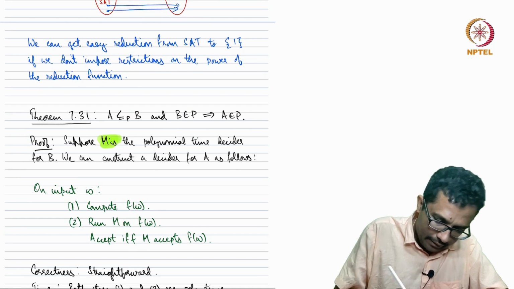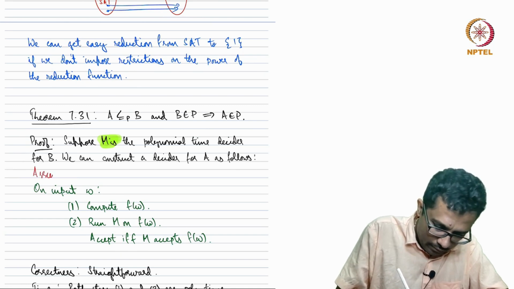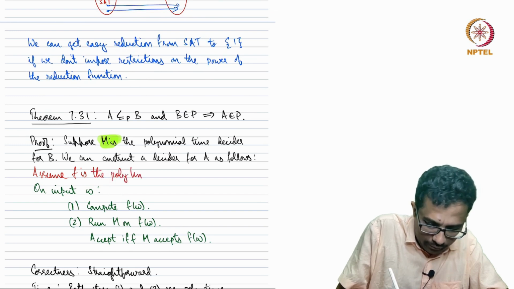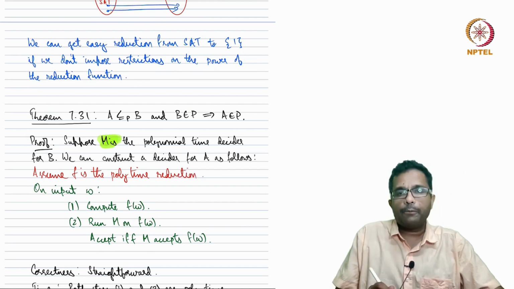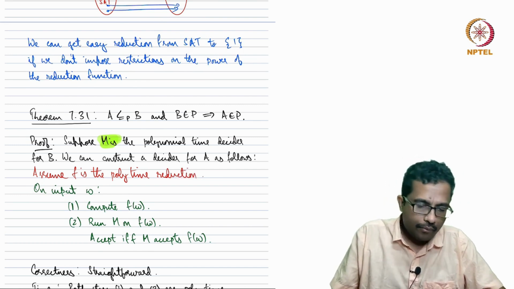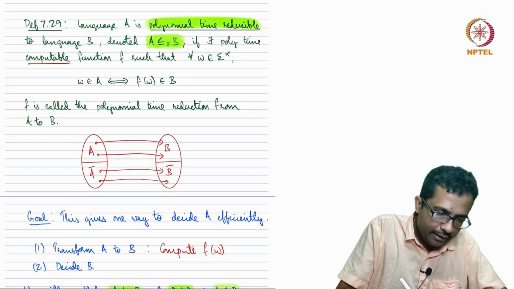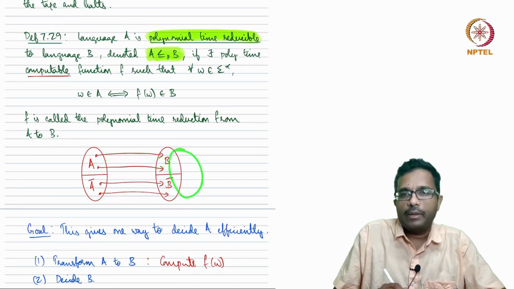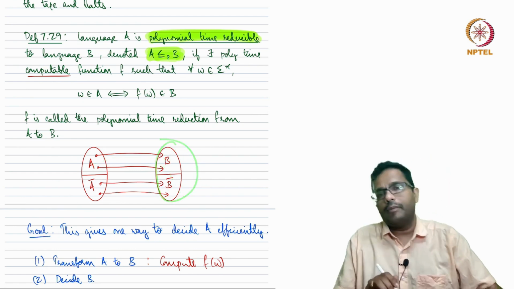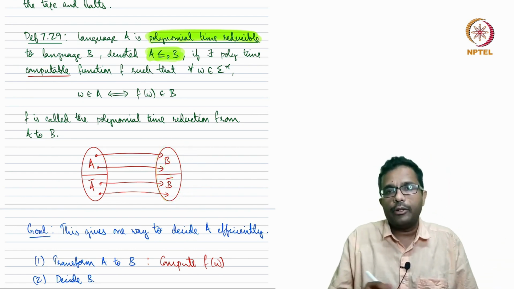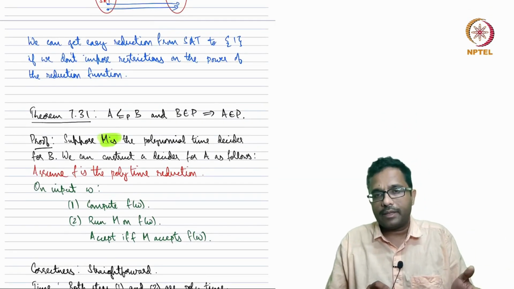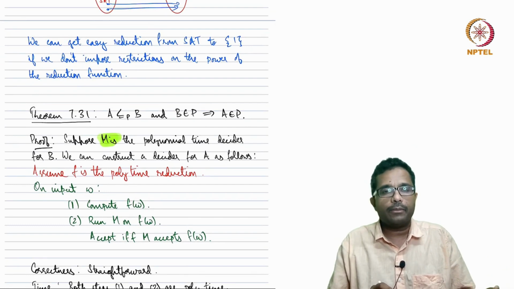Maybe I'll just write that. Assume F is the poly time reduction. So we first compute the reduction F, and then we check for the membership in B. So we use the decider for B. We basically run M on the reduced instance, which is f of W, and that's it. If M accepts f of W, we accept W. If M rejects f of W, we reject.